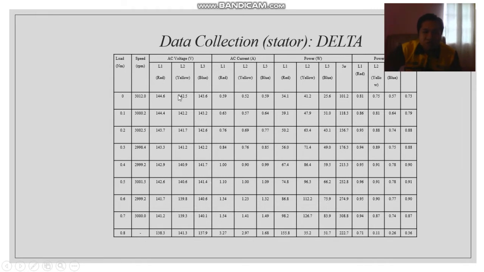So let's move on to the AC voltage. As you can see here, the AC voltage for each phase here is almost the same. This is because this is a delta connection, so each phase has the same voltage level.